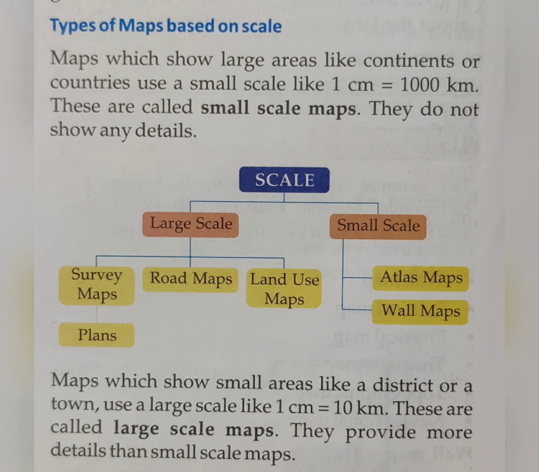On the basis of scales, maps are of two types: large scale maps and small scale maps. Large scale maps cover survey maps, road maps, land use maps and plans. Small scale maps cover atlas maps and wall maps. Maps which show small areas like a district or a town use a large scale like 1 centimeter is equal to 10 kilometers. These are called large scale maps. They provide more detail than the small scale maps.